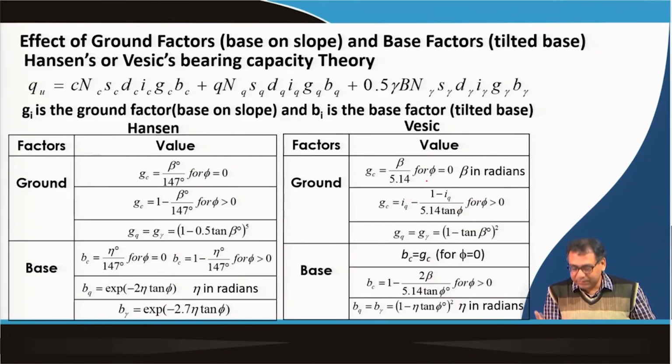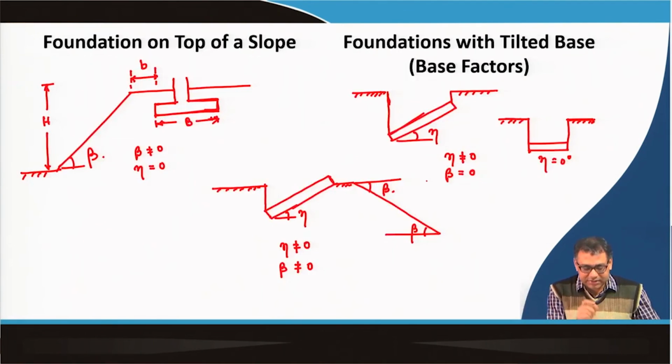So, that distance is not given there, but Meyerhof has suggested it for a foundation resting on a slope, with the distance of the foundation edge from the slope edge. But Meyerhof has not given tilted base factors. So, if you go for the tilted base case, then you have to use only Vesic or Hansen. But if the foundation is on a slope, then you can use either Vesic, Hansen, or Meyerhof.